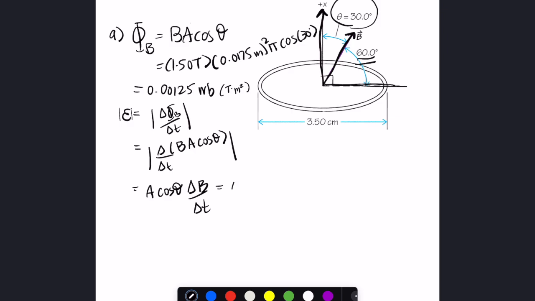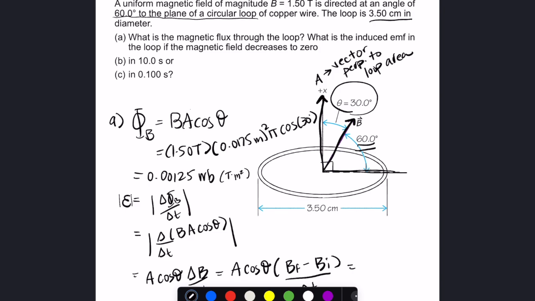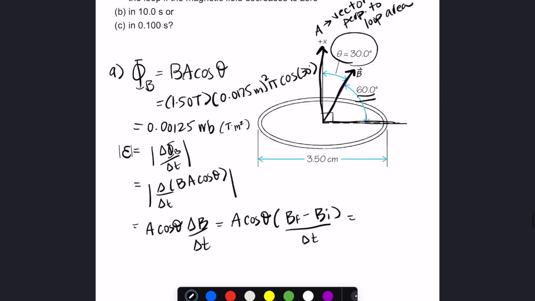And so let's rewrite that. A cosine theta times delta B, final field minus initial field, right? Delta is always final minus initial. And our final, so let's read this carefully. What is the induced EMF if the magnetic field decreases to 0, right? So the final field is 0.